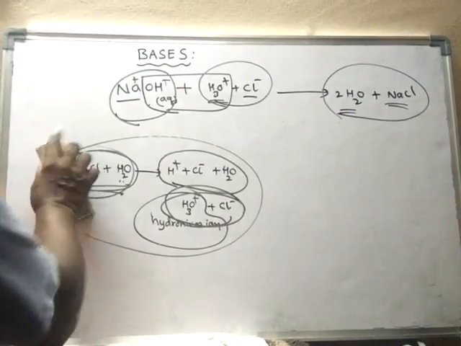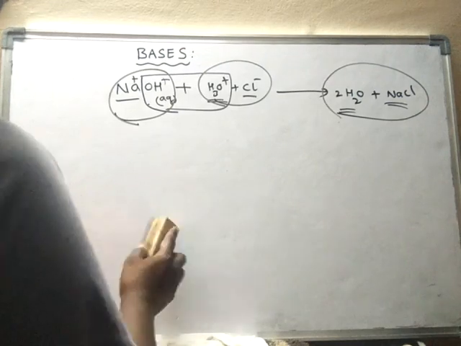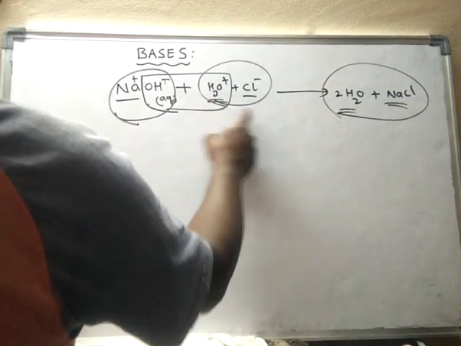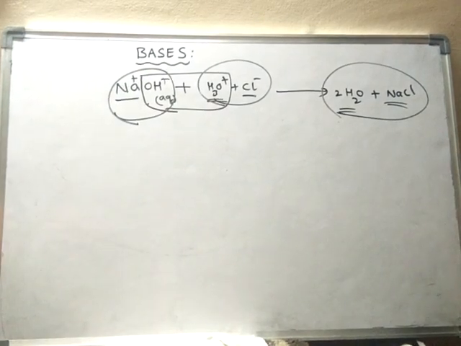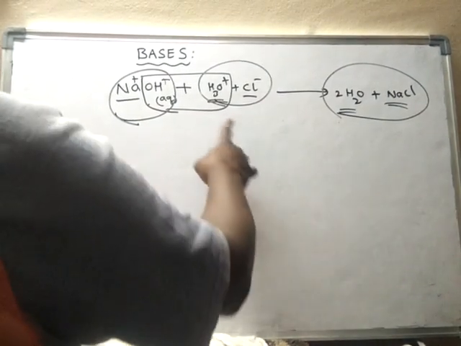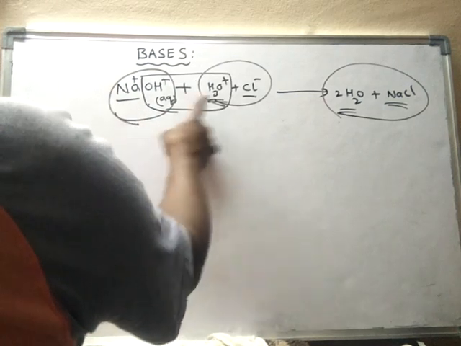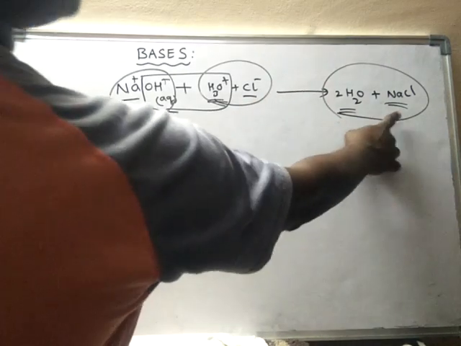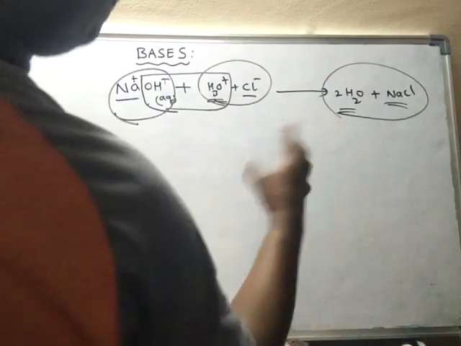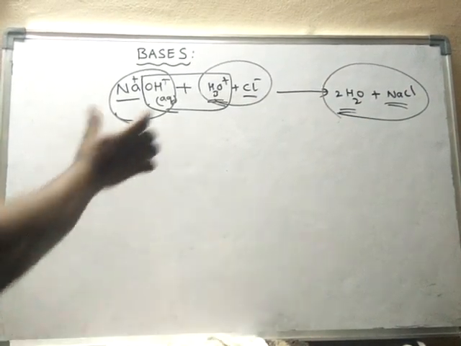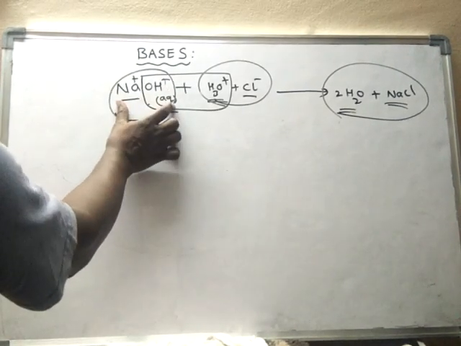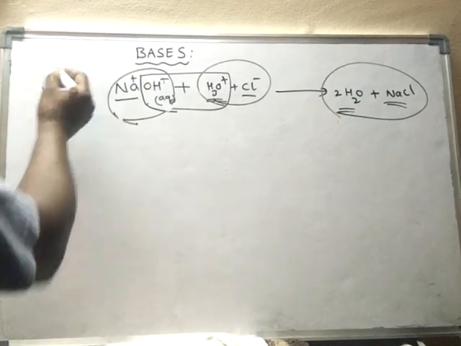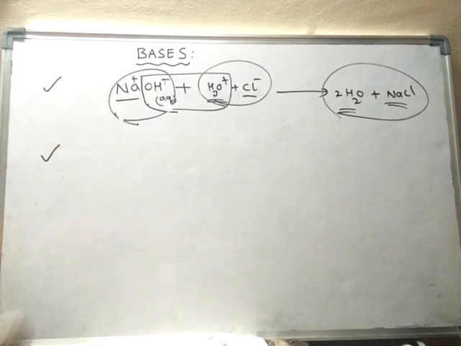What is the definition of base? The compound which reacts with the hydronium ions of the acid to form salt and water as the only products, such a substance is said to be a base. So this is one definition of the base. Another definition of the base.